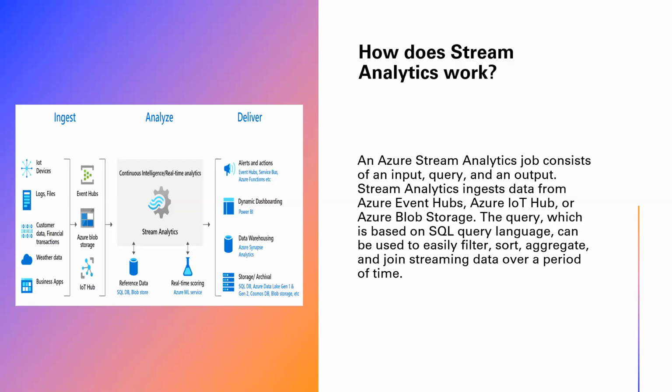How does Stream Analytics work? An Azure Stream Analytics job consists of an input, query, and an output. Stream Analytics ingests data from Azure Event Hubs, Azure IoT Hub, or Azure Blob Storage. The query, which is based on SQL query language, can be used to easily filter, sort, aggregate, and join streaming data over a period of time.